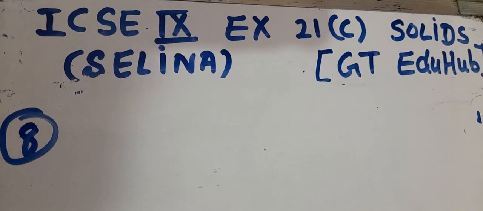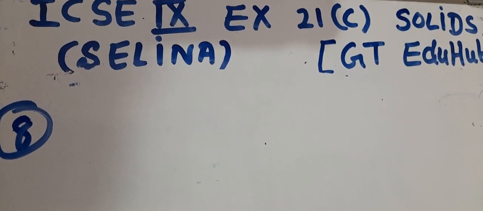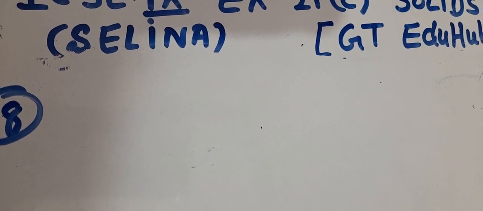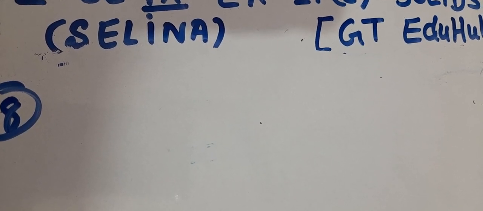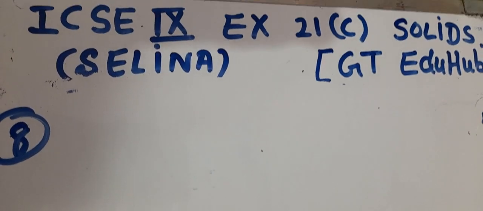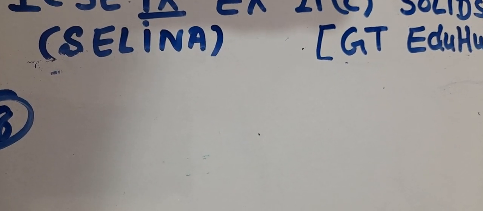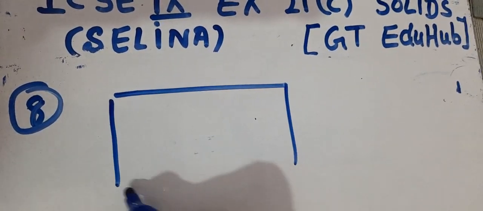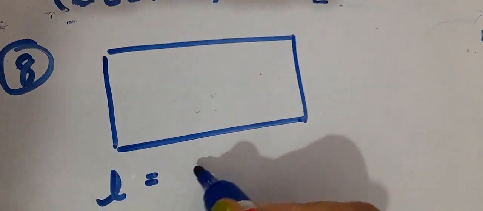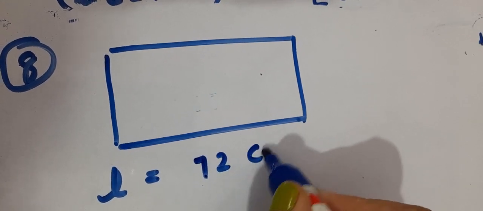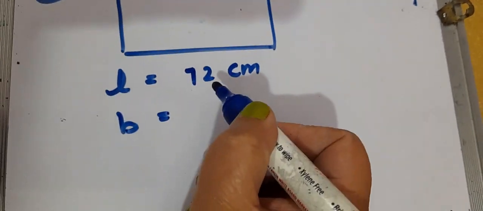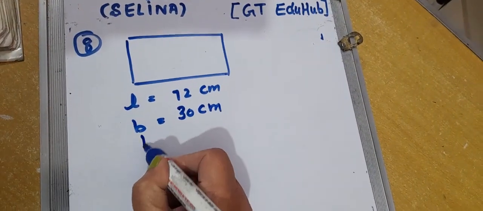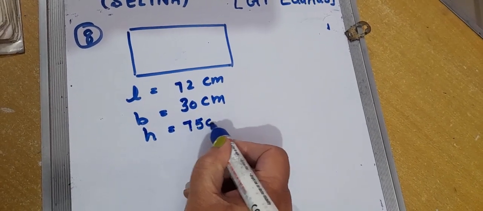The dimensions of a solid metallic cuboid are 72 into 30 into 75, and it is melted and recast into identical solid metal cubes with edge of each 6 centimeter. We have to find the number of cubes formed. So let's start. We are given a cuboid. This is the cuboid. Length 72 centimeter. Breadth 30 centimeter. And height 75 centimeter.